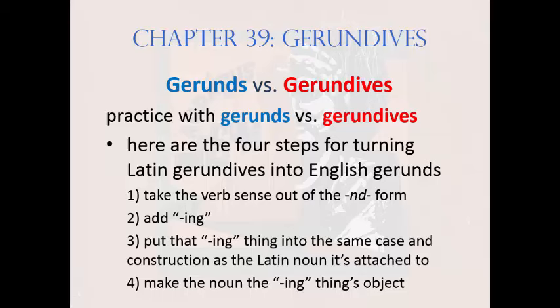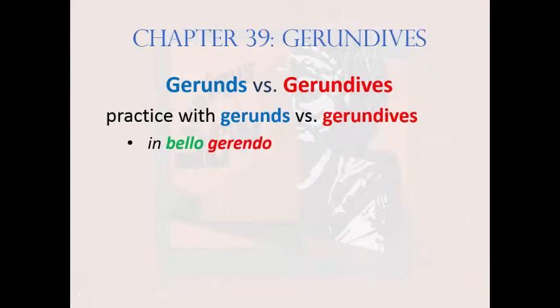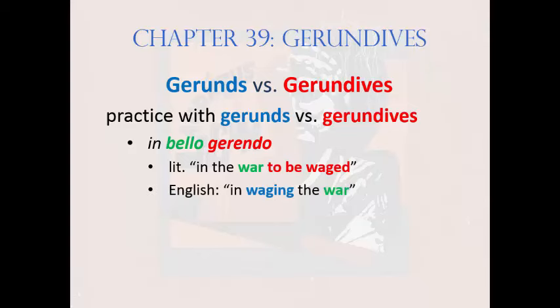Let's see. In bello gerendo. Bello means war. Gerendo comes from the verb gero, which means wage. So literally, this monstrosity says, "in the war to be waged." But that's not even half-decent English. Forget it. Instead, take "wage," add "in" to the front of it, and -ing to the back of it, make "war" the object, and it becomes "in waging the war."